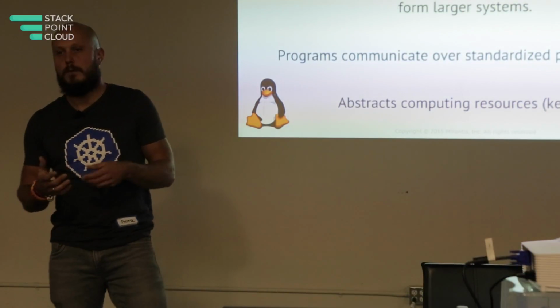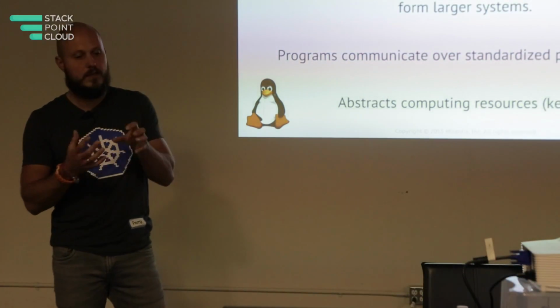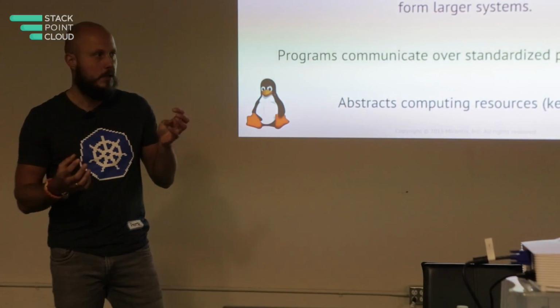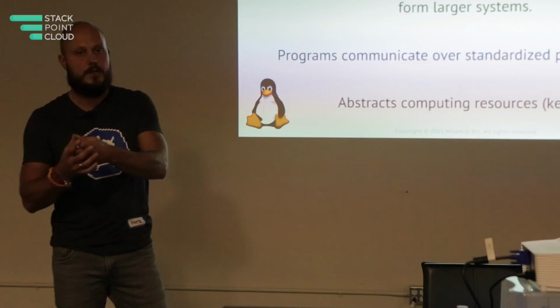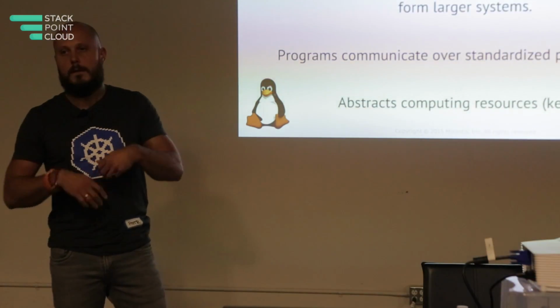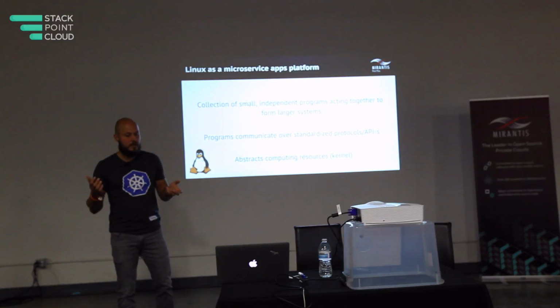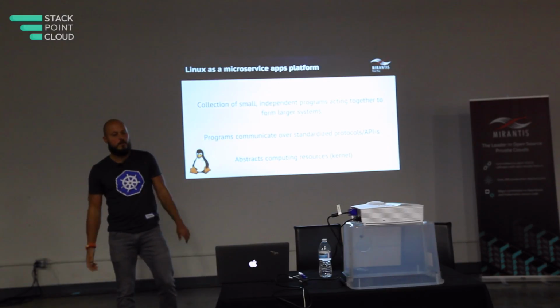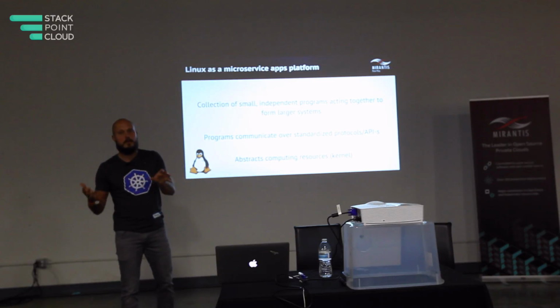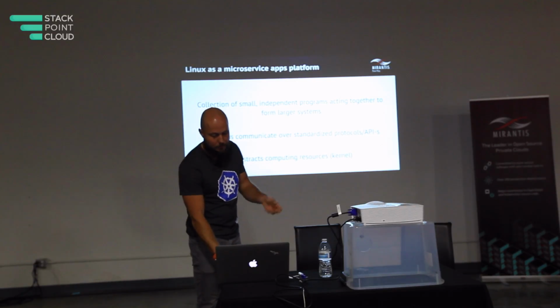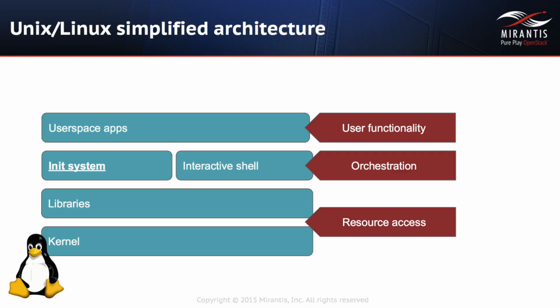If you take a look at how Unix and Linux are designed, this is a set of small applications that you can combine together. Each of them has standard input, standard output, standard error, so they can communicate. You can chain them together to make more complex systems. And your platform for running those small applications is basically the Linux kernel and a set of shared libraries which abstract the computing resources for you. So if you take a look at how the Linux architecture looks in a simplified way, you will see that the kernel and libraries give you the resource abstractions, and you have some orchestration layer where you can put your apps in.